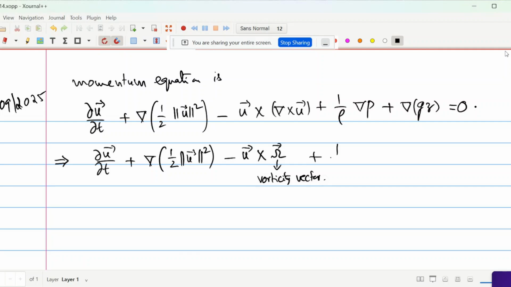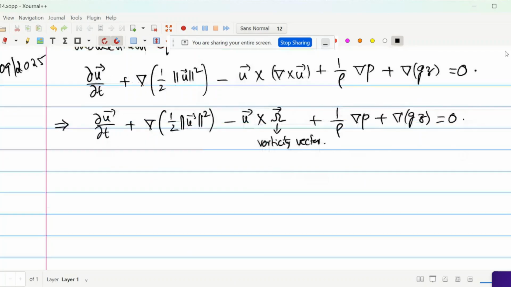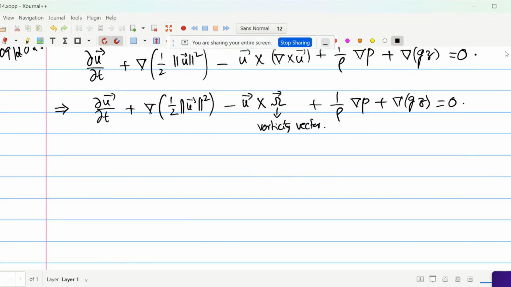Plus 1 by rho grad P plus gradient of Gz. Grad Gz equal to 0. Up to here, nothing else. So I just replaced del cross equal to that vorticity vector. Now I'm trying to do something here.